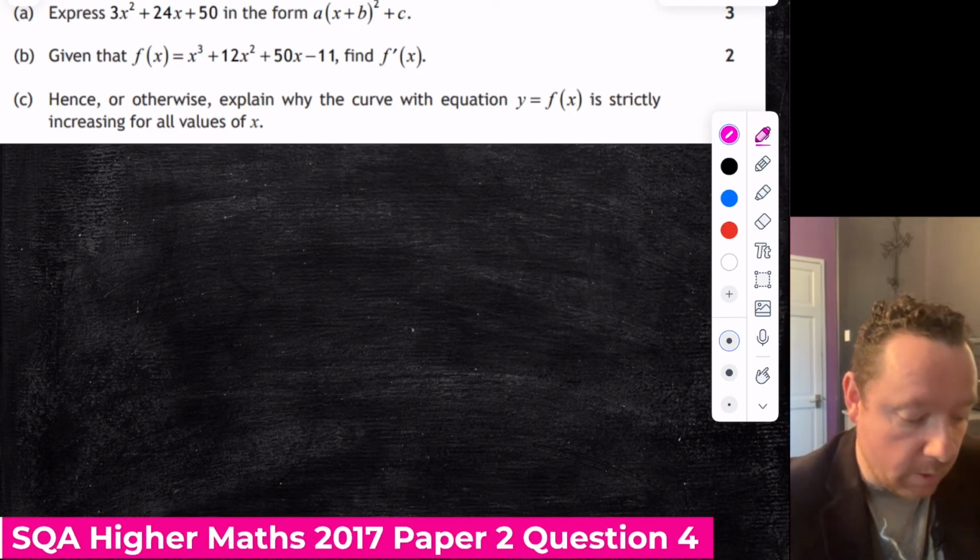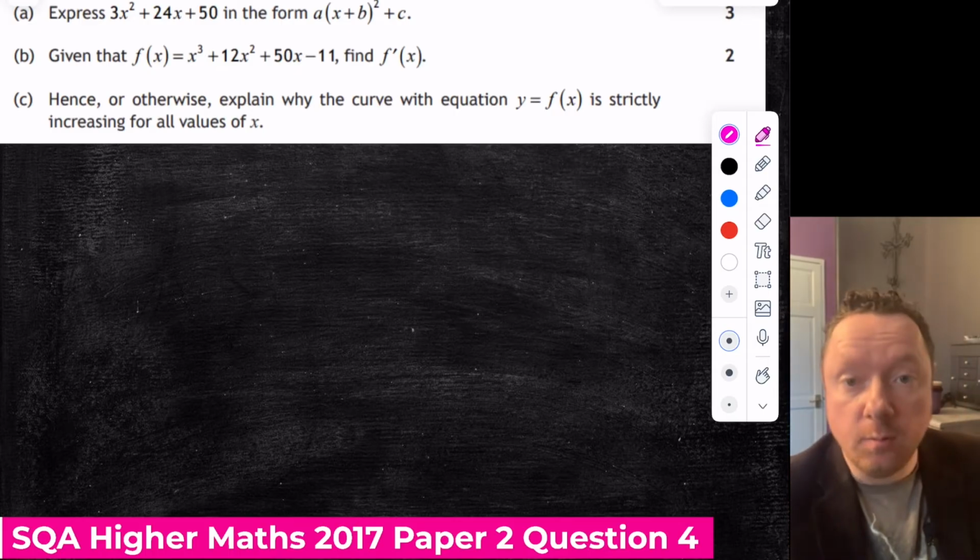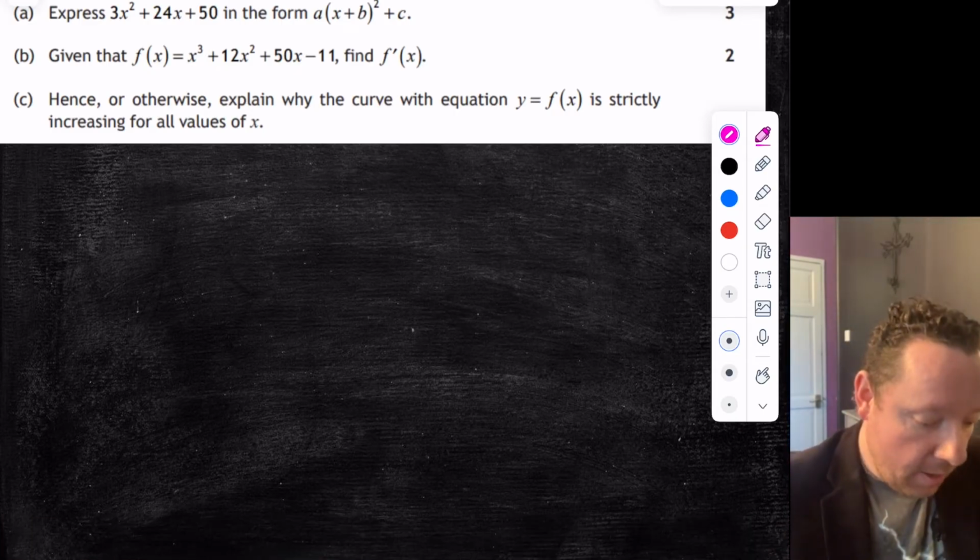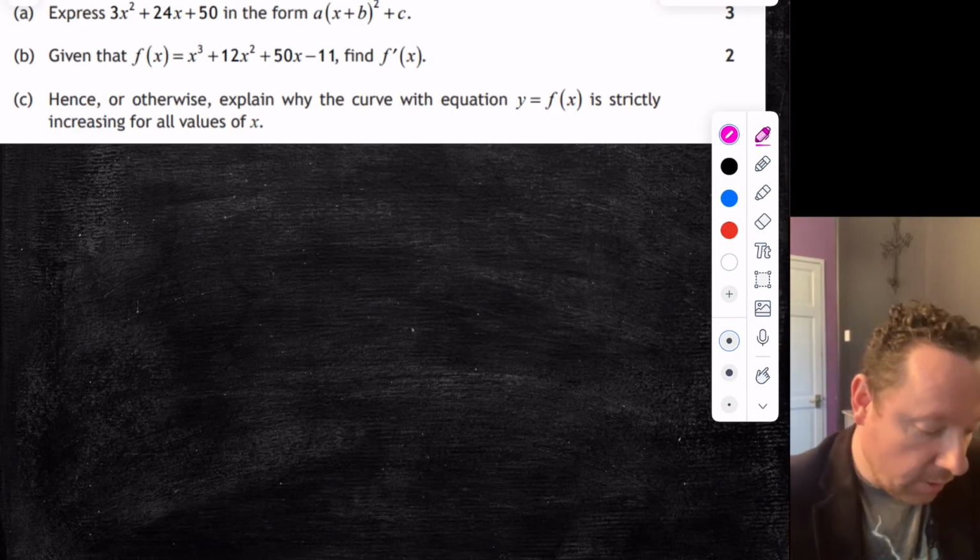SQA Higher Maths 2017, paper 2, question 4. Express 3x squared plus 24x plus 50 in the form a(x plus b) squared plus c. And always completing the square. And then, given that f of x equals this, find f dash x, differentiation. And then hence or otherwise, explain why the curve is strictly increasing.